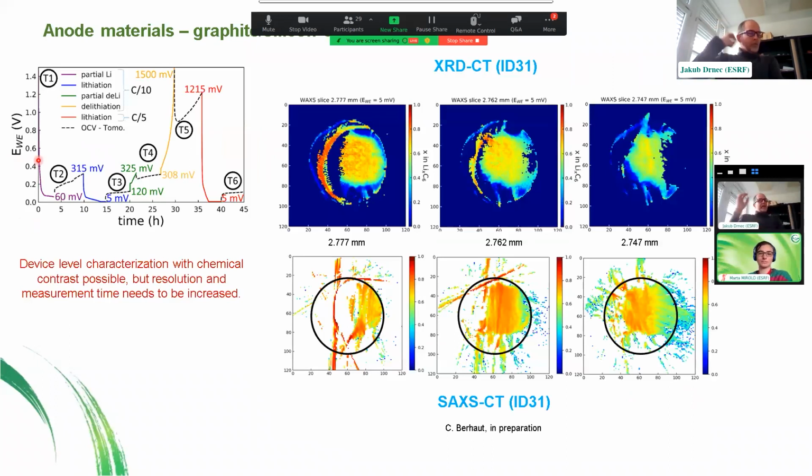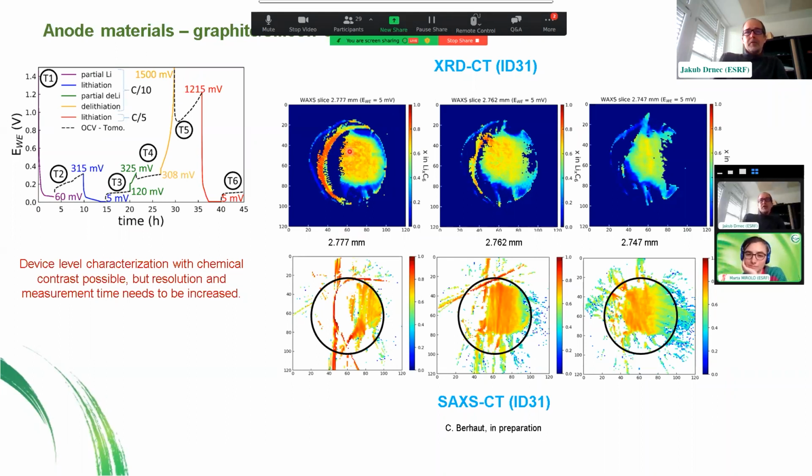And now we're getting into the electrode level. This is a kind of coin cell. We have it assembled in what we call Swagelok cells, and then we do the same experiment. Actually, when we did nothing here, we were measuring this tomography. Now we can measure the tomography in the XRD mode and in the SAXS mode, and we can compare them.